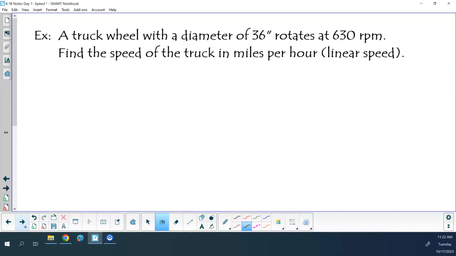We want to find the speed of the truck in miles per hour, which is linear speed, which is all the way down the speed chart. So we are first given the fact that we are traveling, or the wheel is traveling at 630 revolutions per minute.